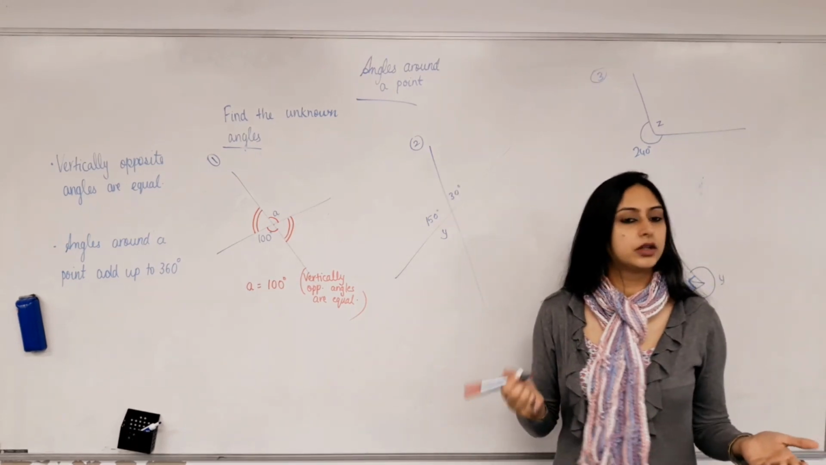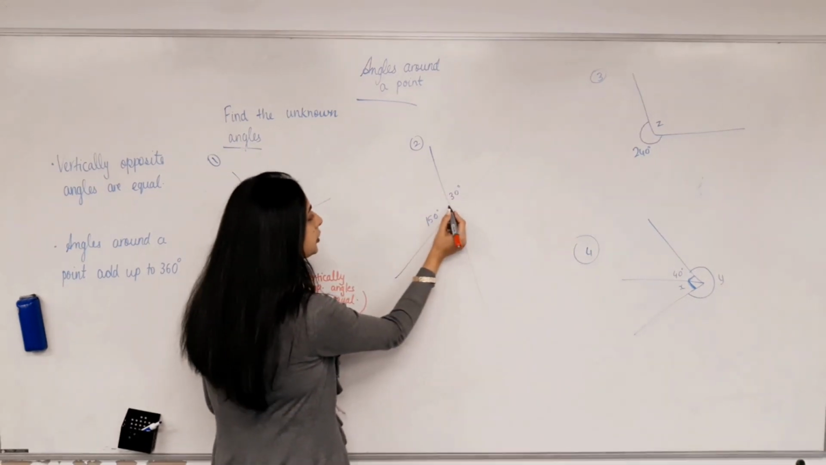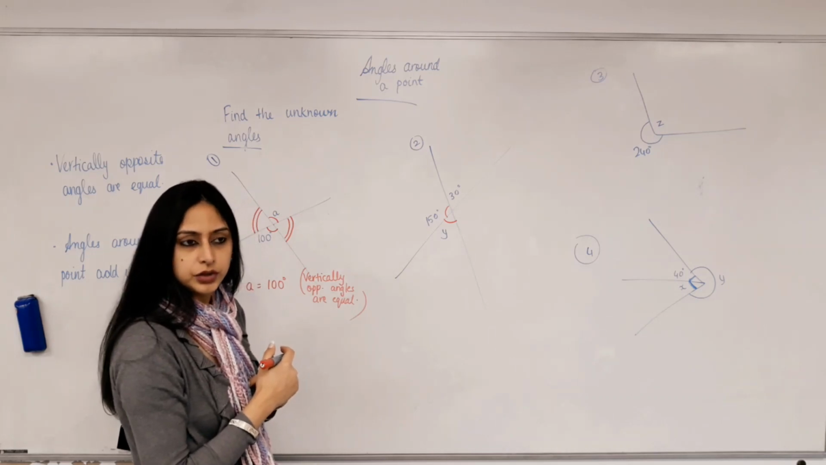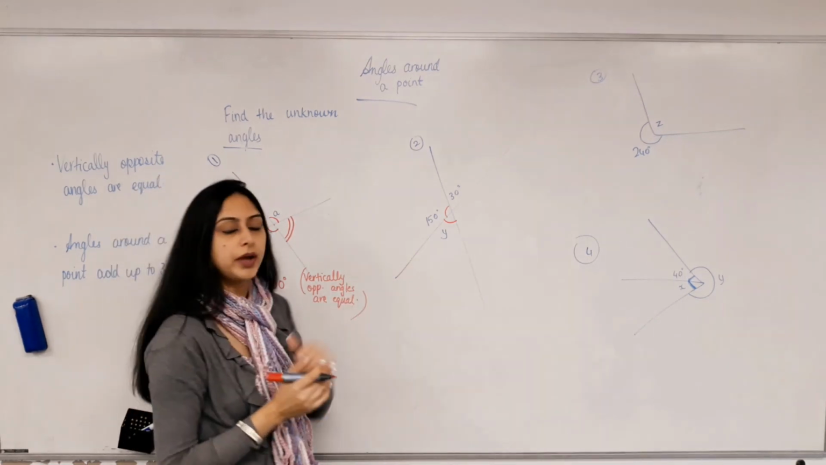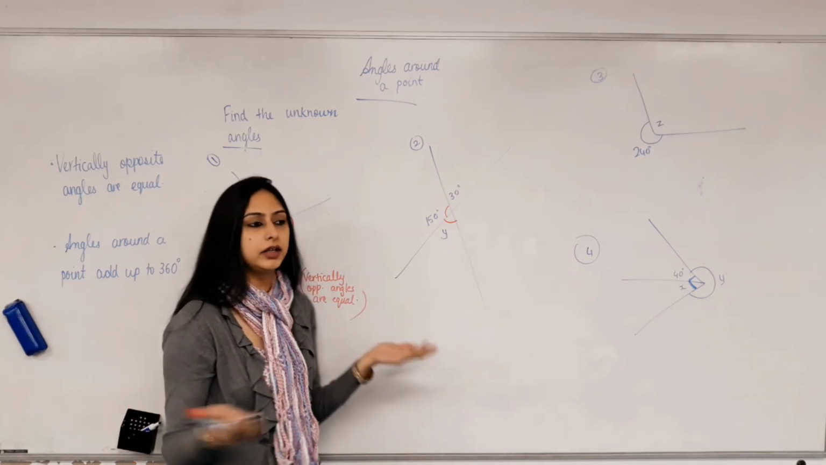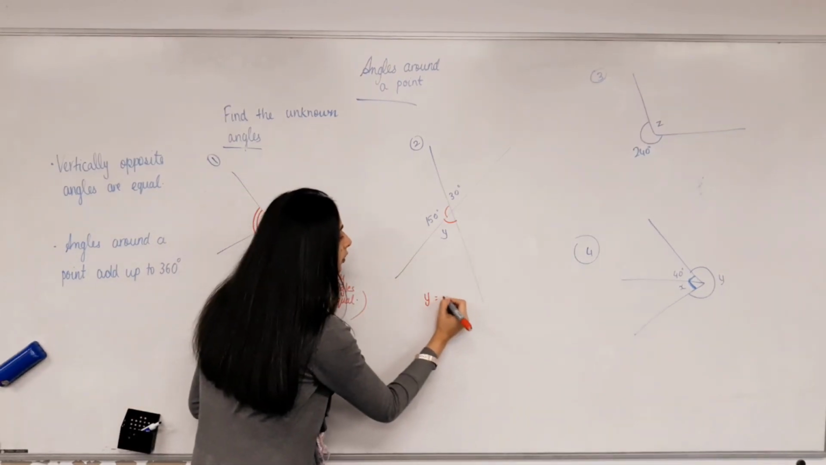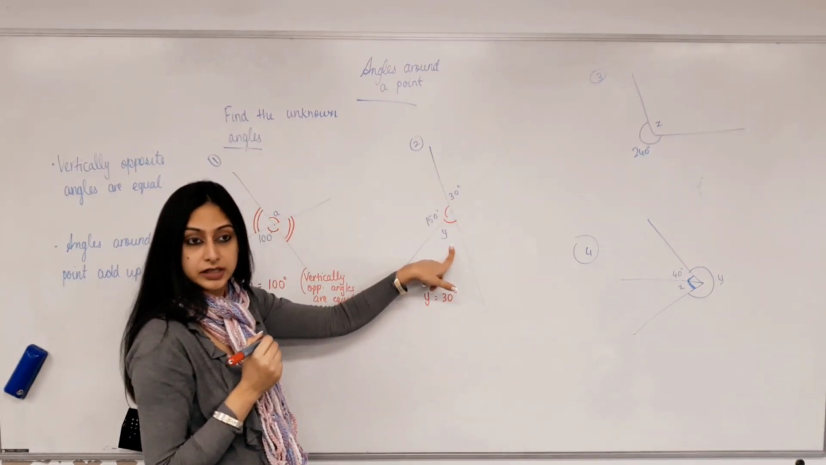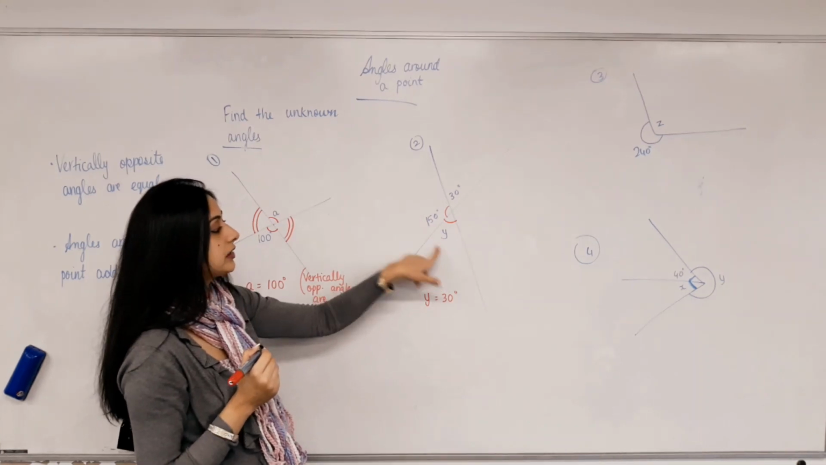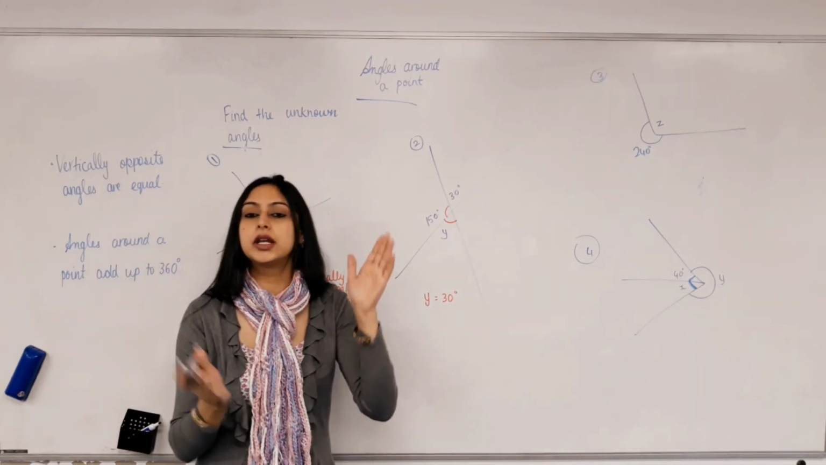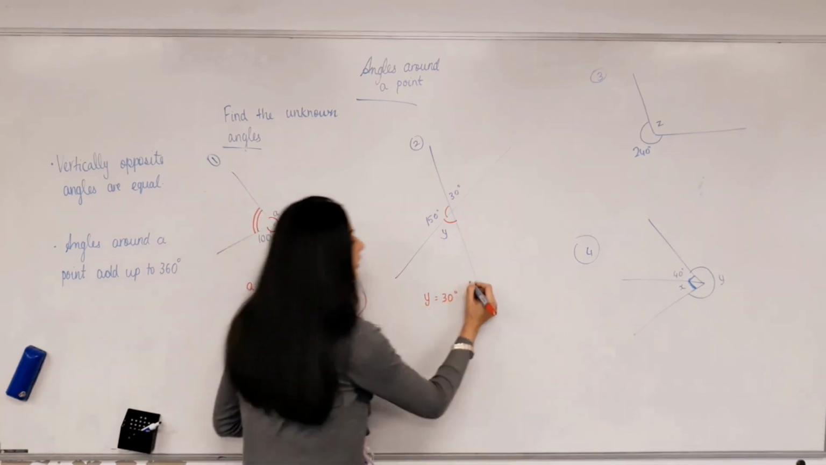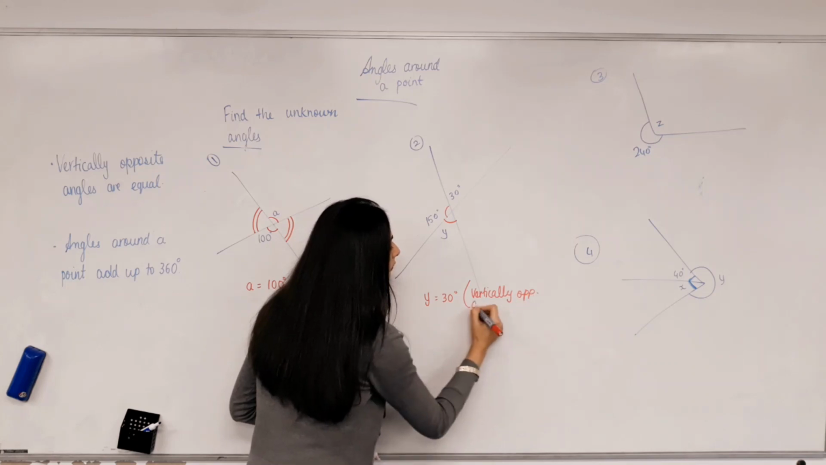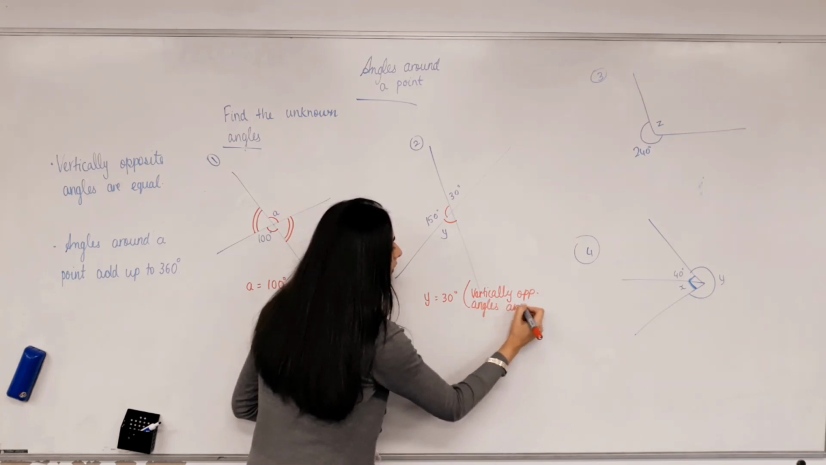Yes. So there are two ways. We also know that 150 and Y lie on a straight line, so what do these two need to add up to? 180. Either way, Y will be equal to 30, because it's opposite to that. Vertically opposite angles are equal. But also 150 plus 30 will add up to 180. So you can give any reason. I'm going to write the shorter one: vertically opposite angles are equal.